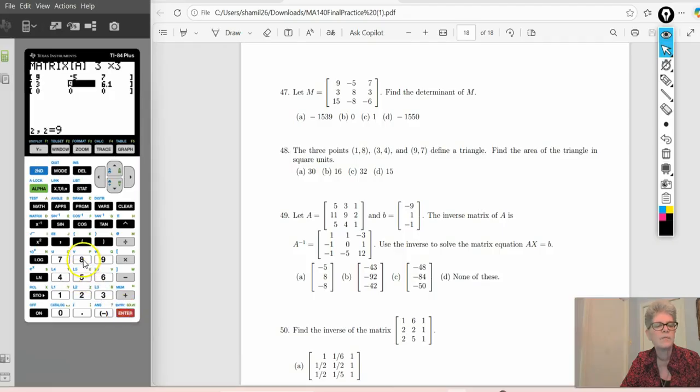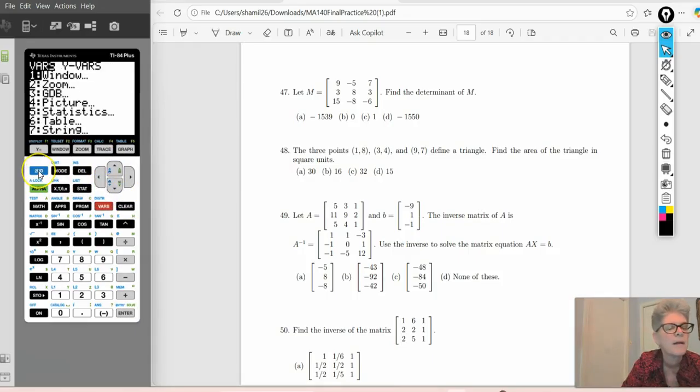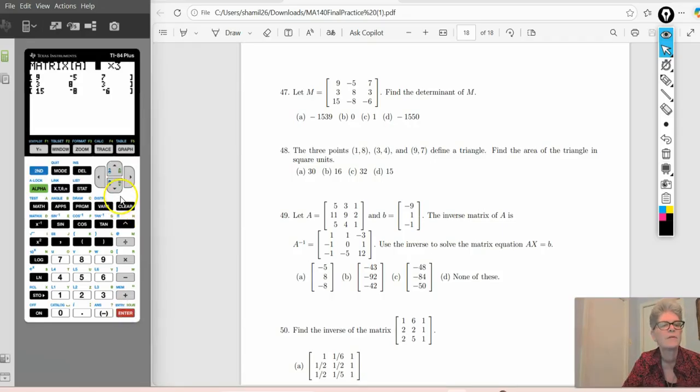Now always check before you exit this screen. I like to check the columns because I've just entered the rows. Oh, I didn't mean to do that. See, it's an emulator I'm working with. Okay, first column looks good. Second column looks good. So I'm happy with that.